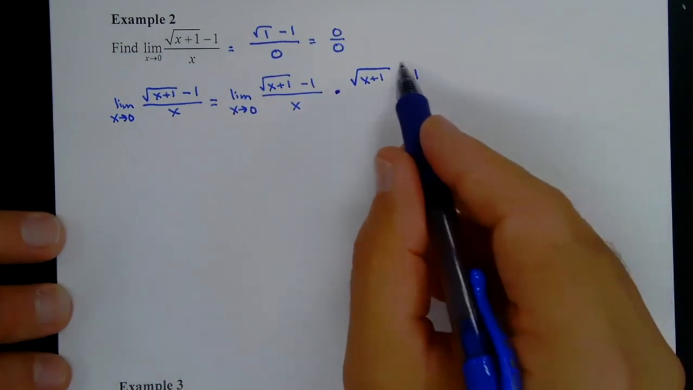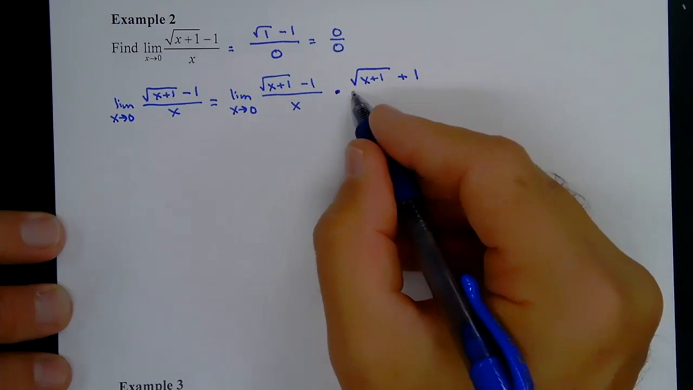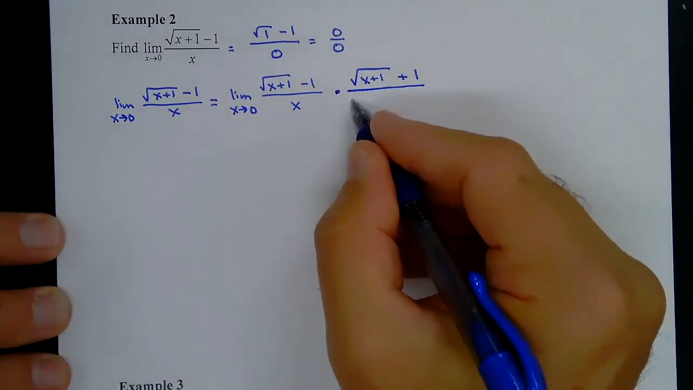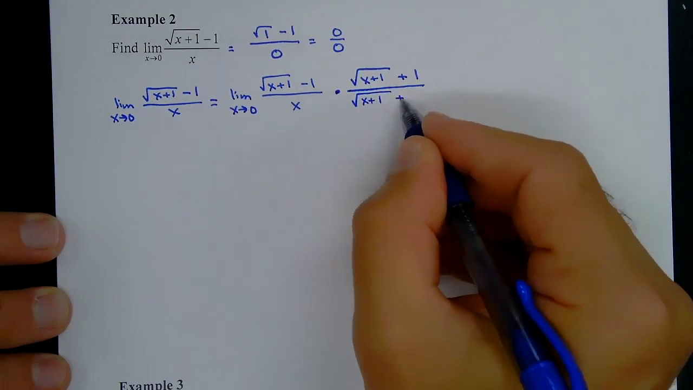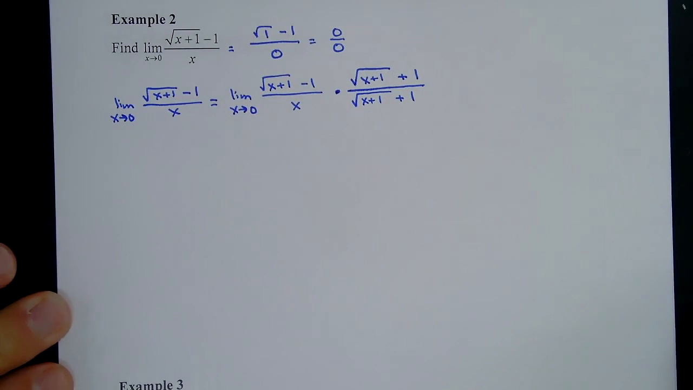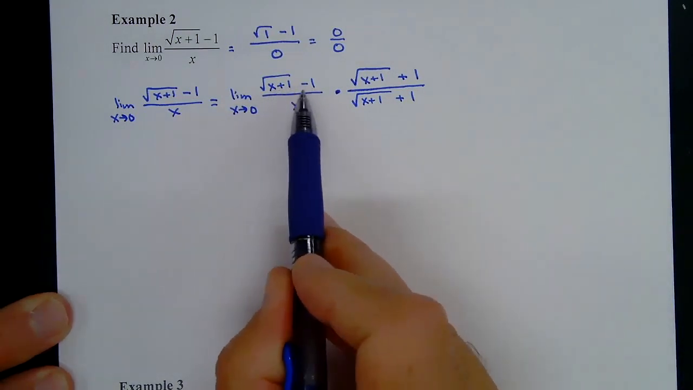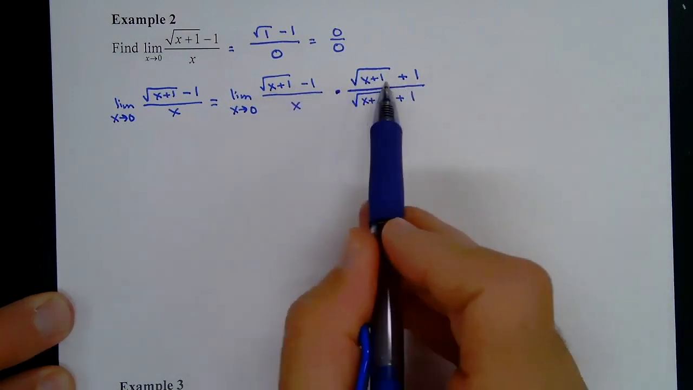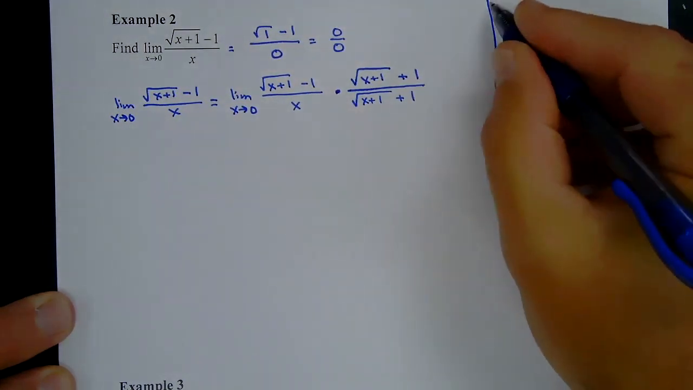Now, here's a problem. This isn't 1 yet. How do we make this 1? To make this be 1, we are going to multiply by the same thing in the denominator. So the square root of x plus 1 plus 1. This is a difference of two terms, and this is a sum of two terms. We can use an area model to multiply this out, so I'm going to do that right here off to the side.